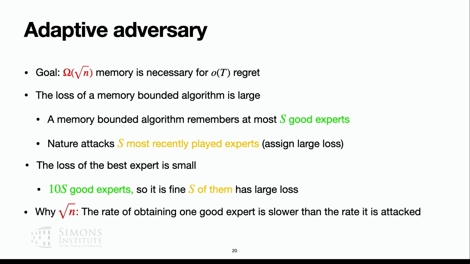So I want to give an intuitive explanation of why square root n memory is necessary. The idea is as follows. Every round, nature can only attack one expert, or assign large loss to one expert. And we want to make the rate of obtaining one good expert slower than the rate at which experts are attacked. What's the rate of obtaining a good expert? The algorithm can store S bits of information, and intuitively it could look at S experts in each round, and what's the probability of each expert being good? 10S over n, right? There are 10S good experts, and so if you multiply these two terms and set it equal to 1, this means the bottleneck S should roughly be square root n. Okay, I will show you how we derive this result formally.